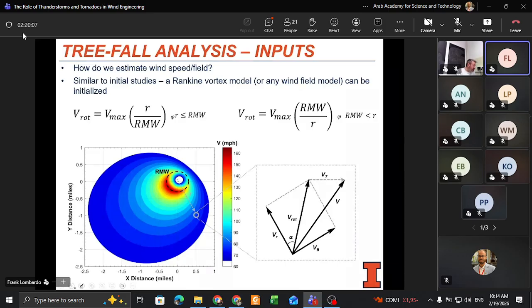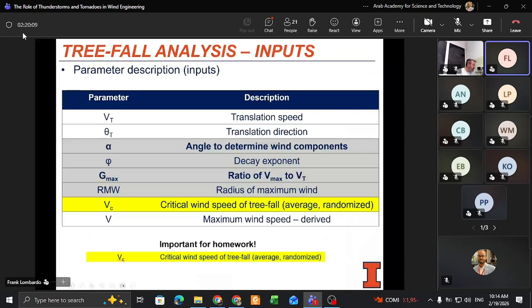Okay, so the parameter description is pretty much the same as we talked about yesterday, except now, and this is important for your homework, we're going to add another parameter in the Rankine model, and it's really sort of an external parameter. It's not necessarily parameterized in the wind field. It's the critical wind speed of tree fall. So you can use an average speed for all your grid points, which you can basically create as trees.